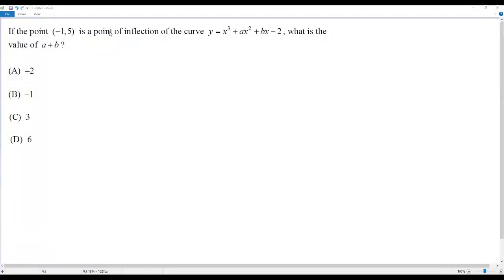Here we have an AP Calculus AB problem. Okay, let's go to the question. If the point (-1, 5) is a point of inflection of the curve y = x³ + ax² + bx - 2, what is the value of a + b?